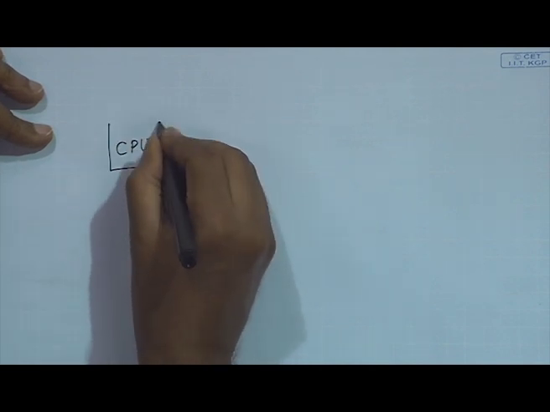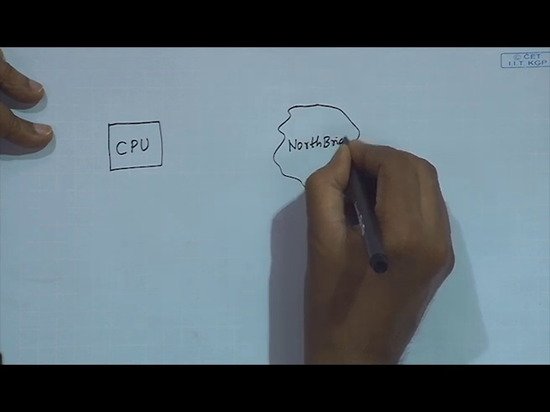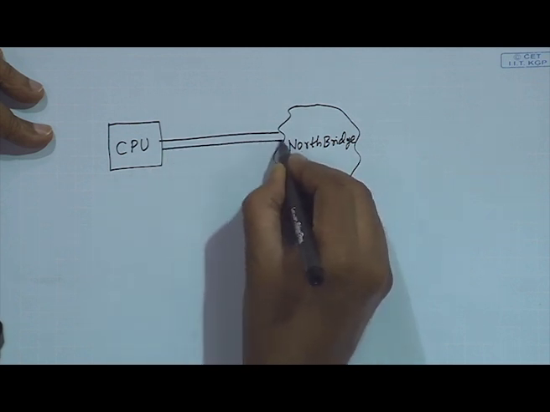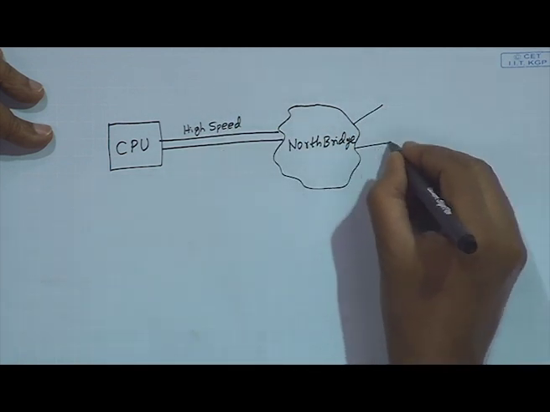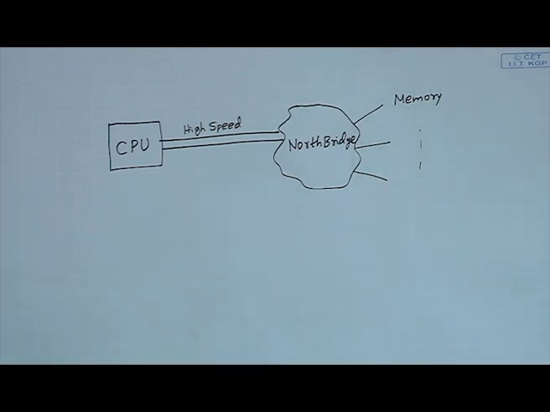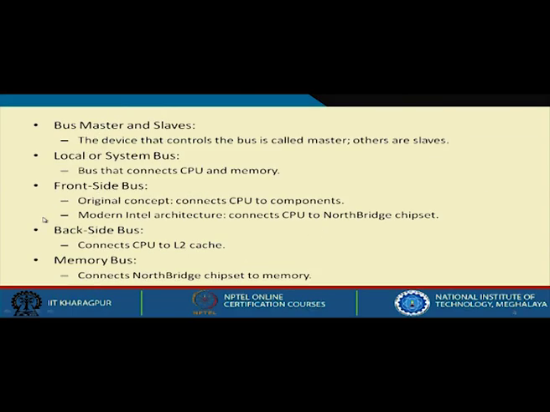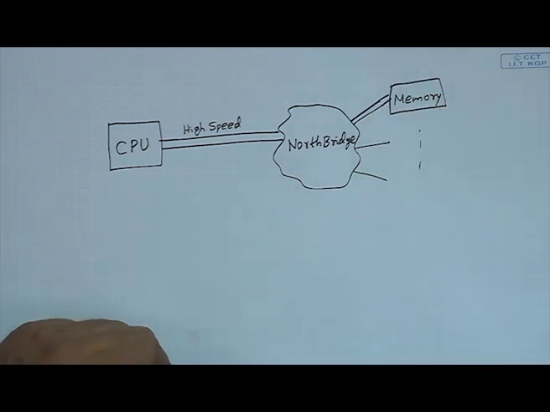There is a CPU, there is something which is called north bridge, and the CPU is connected to the north bridge by a bus which is a high speed bus, and north bridge may be connected to various high speed devices like memory. Memory is one example. There can be others. Okay. So, there can be a backside bus which can connect the CPU to the level 2 cache if it is outside the processor, or level 3 cache, and there can be a memory bus which connects the north bridge chipset to the memory. So, this link I talked about, north bridge connected to the memory, this is the memory bus, right.